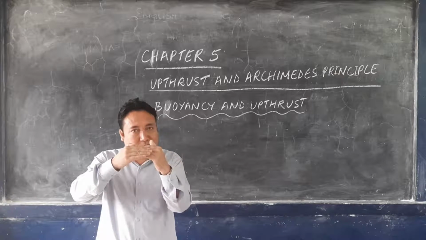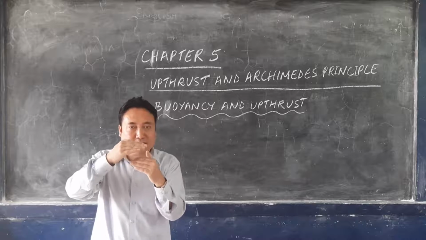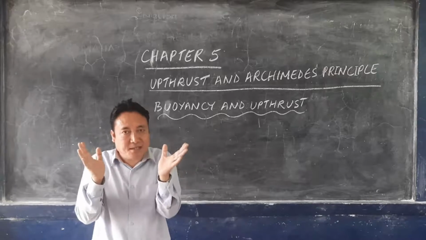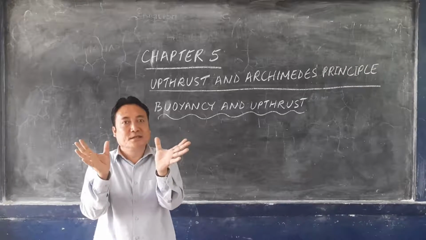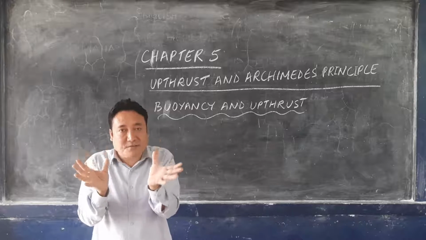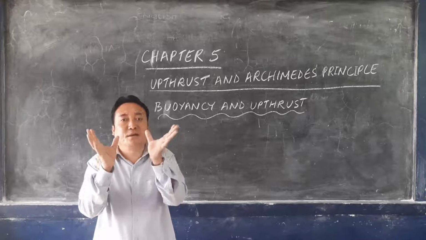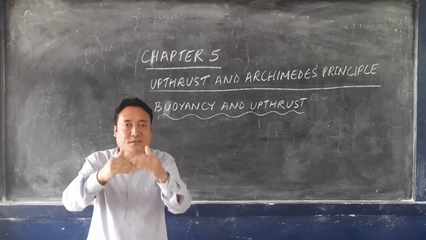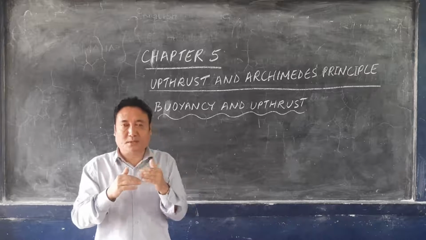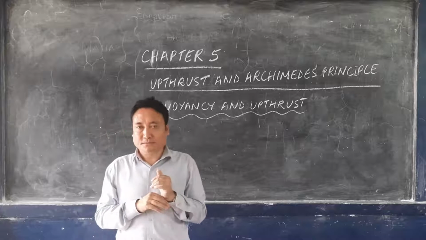Only a small portion of the tin can will remain under the water. So when we consider the size of the tin can, the large surface of the tin can will remain above the water and a small surface will remain below the water. That means the tin can will float.